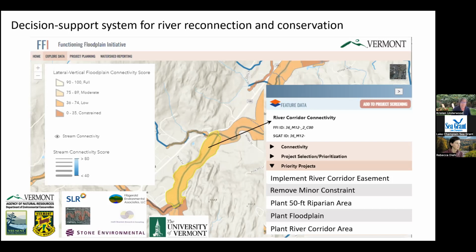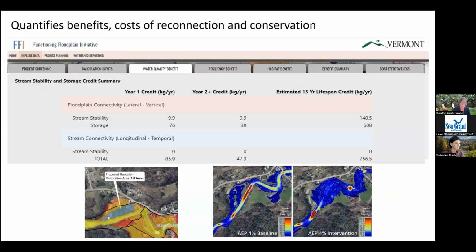The FFI framework allows users to estimate the water quality benefits of a particular floodplain or river restoration project in terms of reduced phosphorus loading, and also the economic cost benefit of the same project in terms of improved resiliency to both inundation and erosion flooding. A future build out of FFI will also permit estimates of habitat benefits resulting from improved river and floodplain connectivity.